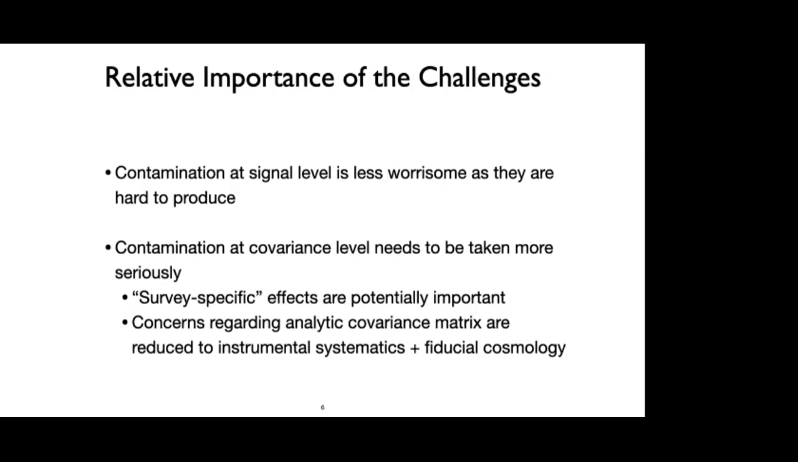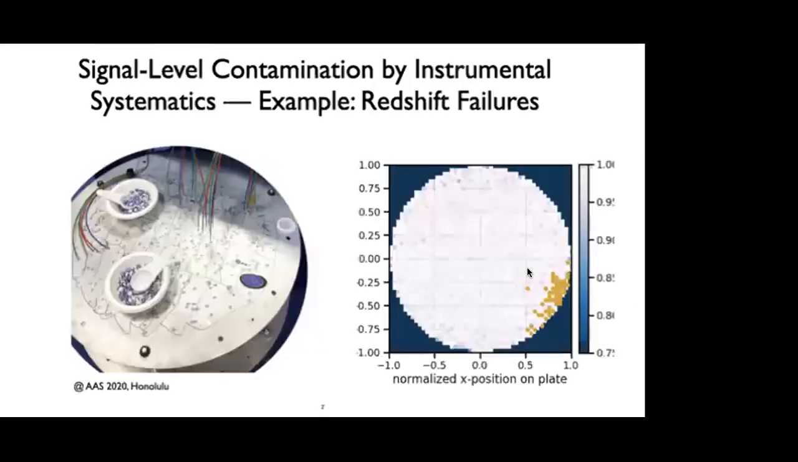And here I might say that all survey-specific effects are potentially important. Later I will come back to explain what I mean by survey-specific. Another point I would like to make is that the concerns regarding analytic covariance matrices should be rephrased as how well do we understand instrumental systematics and fiducial cosmology. And I will also come back to this point later.